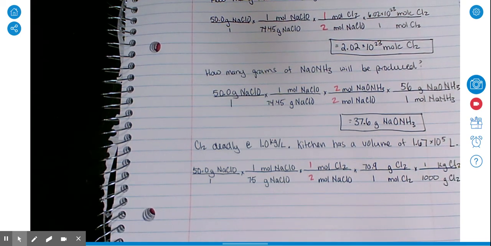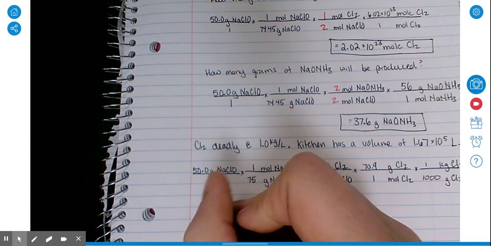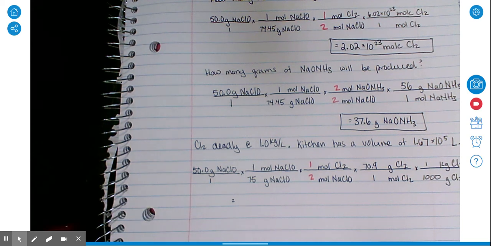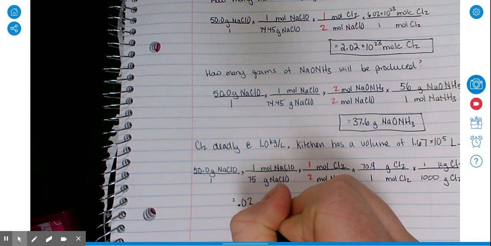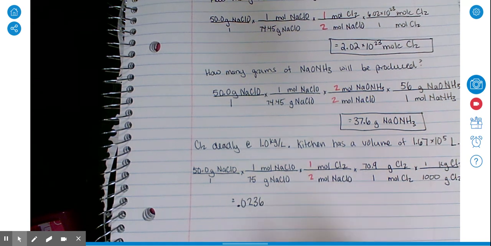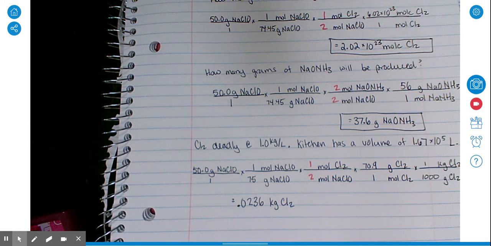Now, this is where this problem gets a little bit different. Density is actually my end goal because I'm trying to compare my density to a deadly density. So do the calculation to solve for kilograms. So 50 divide 75 divide 2 times 70.9 divide 1,000. I created 0.0236 kilograms of Cl2. To determine if it's deadly, I need to compare a density.